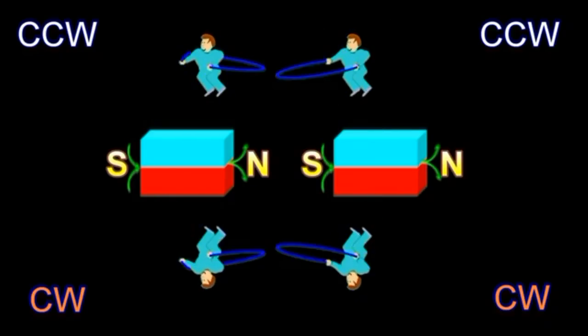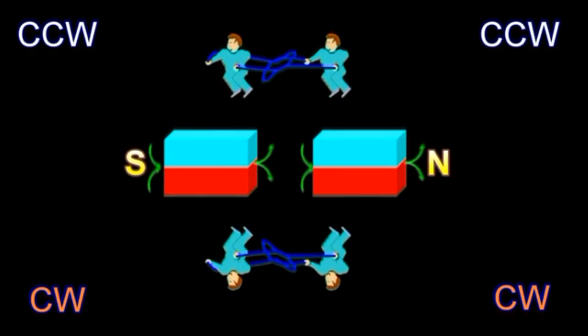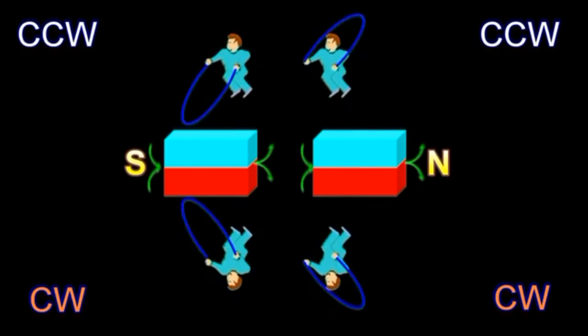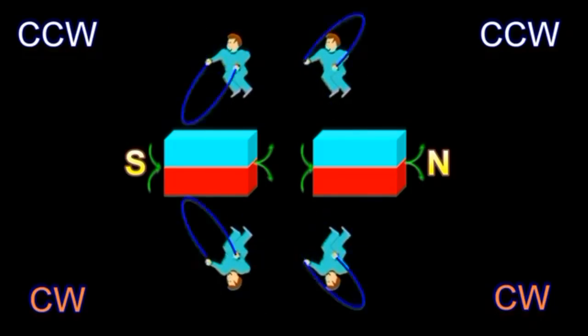The guy on the top left is swinging his rope counterclockwise, and it latches onto the guy on the right, who also swings his rope counterclockwise. Look at the guys on the bottom. They're both swinging their ropes clockwise, and again, they latch on and pull each other.